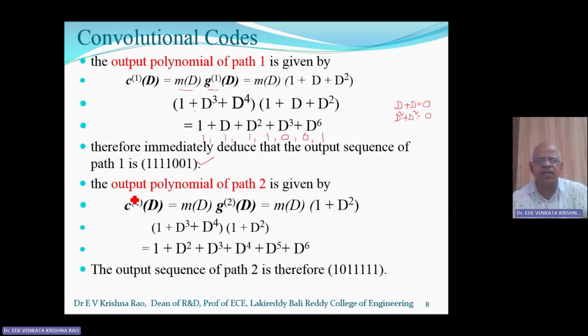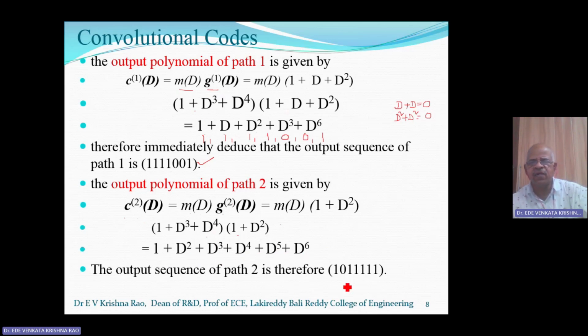And the second path output, code C2 of D, is again M of D multiplied by G2 of D, the message and generator polynomial multiplication. The generator polynomial for the second path is taken as 1 plus D square. So the message polynomial is this, and after multiplication and simplification, you will get this equation: 1 plus D square plus D cube plus D power 4 plus D power 5 plus D power 6.